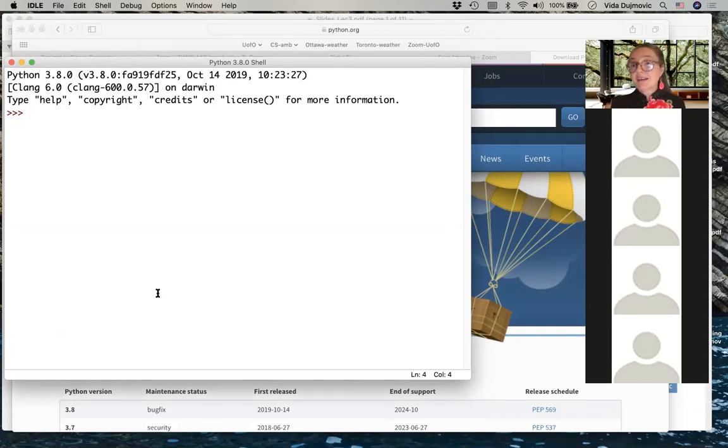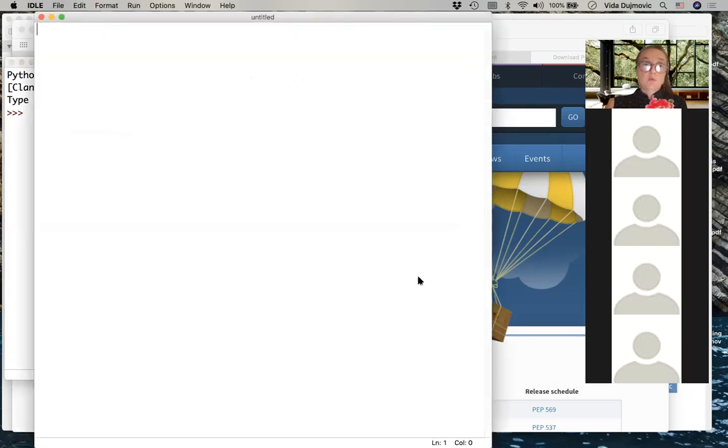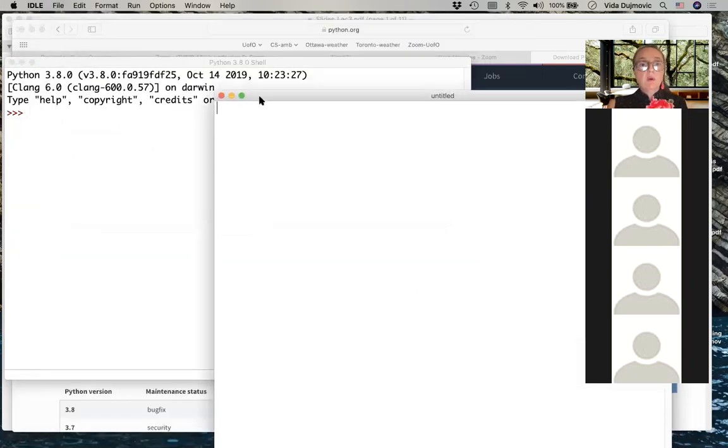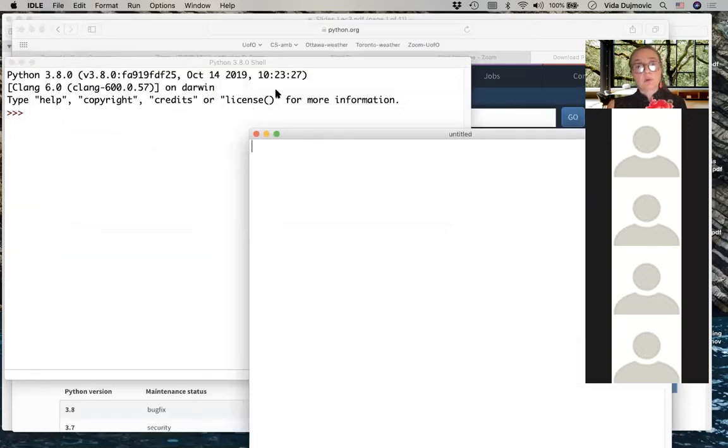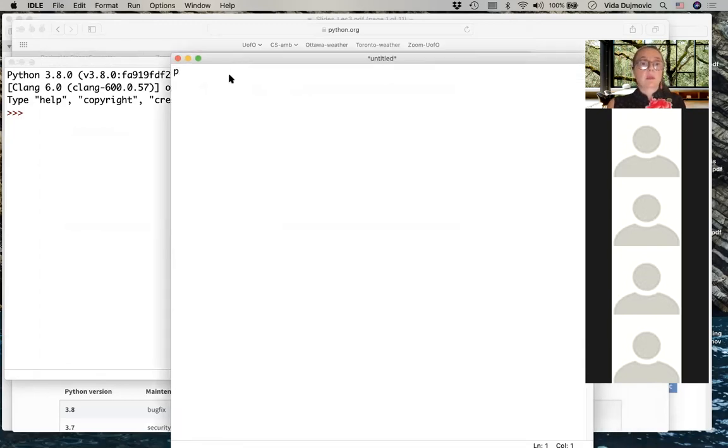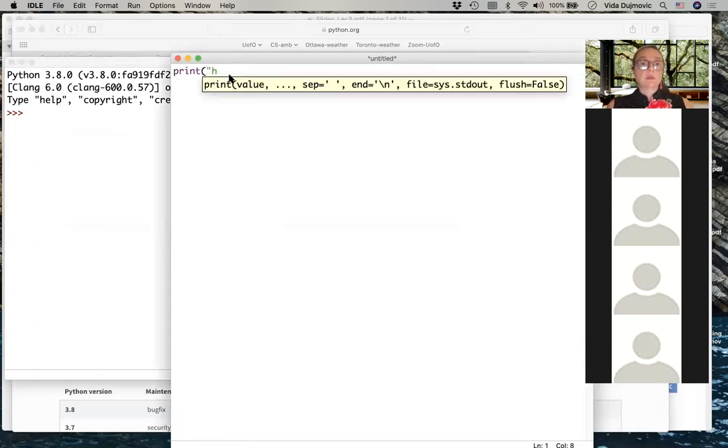This window, the shell, is really for the programmer. So you as a programmer can use it to figure out what Python knows, to test some things, and so on. But once you're ready to write your code and save it for future use, you should open a new file and write your code like we did last time. We wrote the simplest possible code.